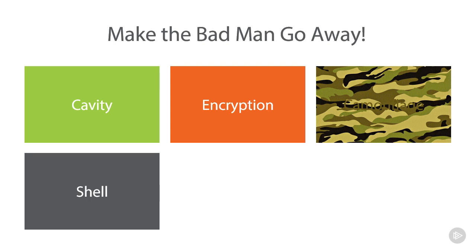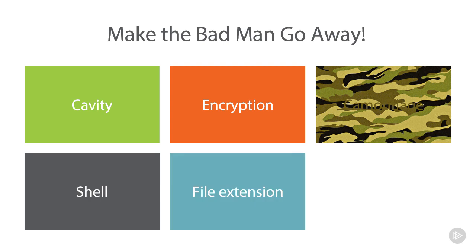A shell virus, what it does is the virus code forms a shell around the actual program code, making itself the original program and the host code a subroutine. We also have what they refer to as a file extension virus. Now, these aren't anything big and tricky. In fact, let me show you what they mean by these.